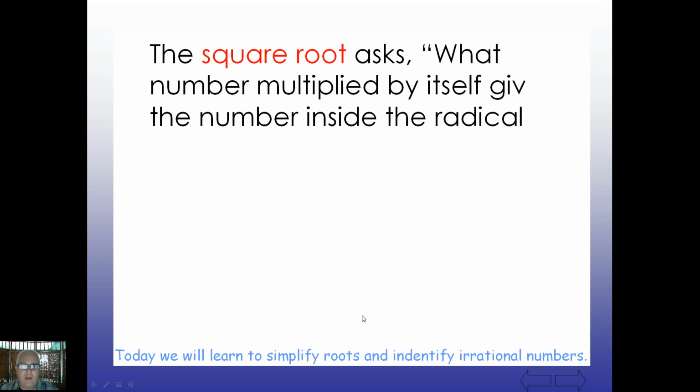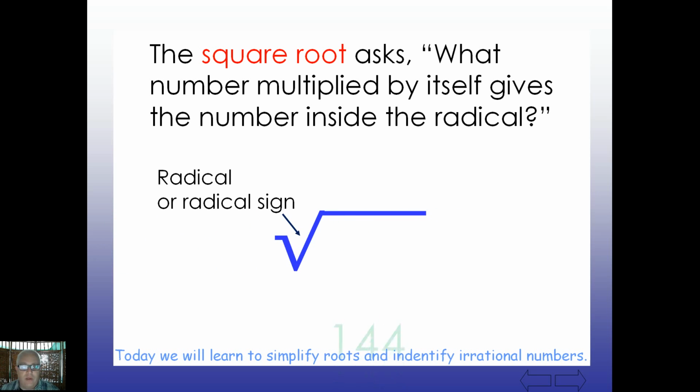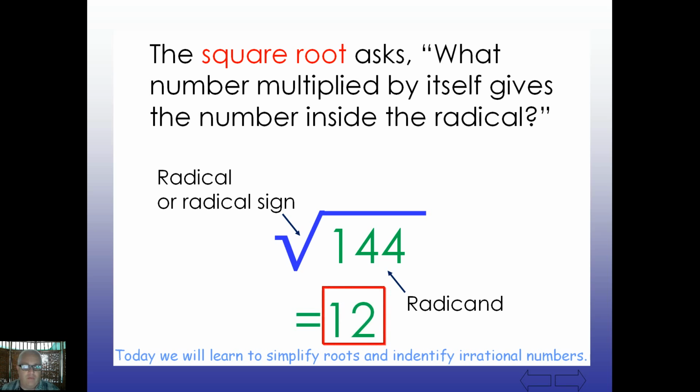What we're really saying here is what number multiplied by itself gives the number inside the radical. So if we have the square root of this 144, can you think of a number times itself that's 144? Well, probably you've already answered. The number is 12. So we know that 12 times 12 is 144. So the square root of 144, or radical 144, is just 12.